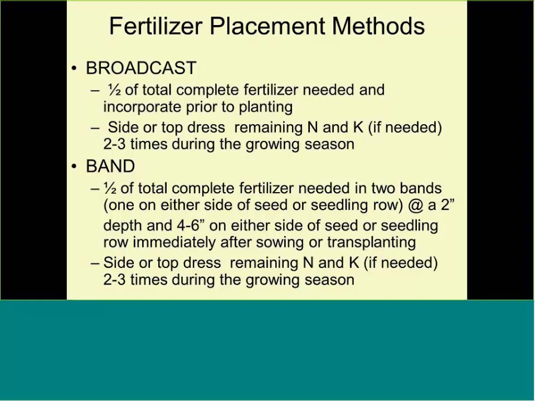in the area. If you choose for your whole fertilization program to be as a band, and again, let's take the sample of a pound. Then half of that, you put it in two bands, one on either side of where you're gonna seed or transplant. 2 inches deep, 4 to 6 inches on either side of where you're gonna seed or where you're gonna transplant, and then the other half you side dress or top dress the remaining amount, again split over 2 or 3 times.